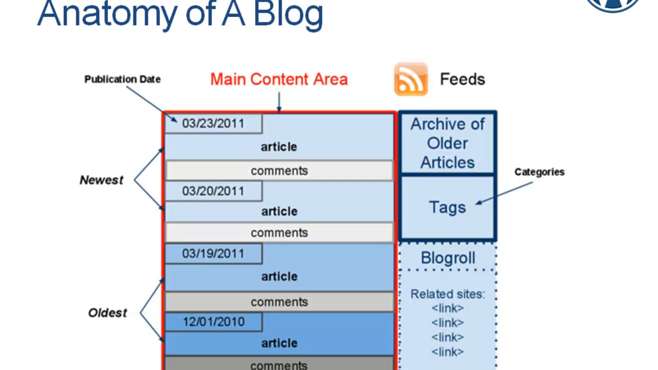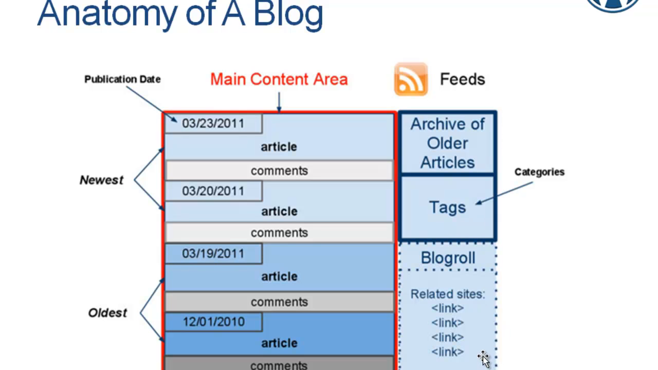Okay, this diagram I got off WordPress.org, and it just shows basically how most blogs are set up. I would say anywhere from 80 to 90% of the blogs on the internet are set up like this, or pretty similar. Some will have 3 columns, they'll have another sidebar on the left side, but for the most part, the left side is one big column, and then we have the skinnier column on the right.